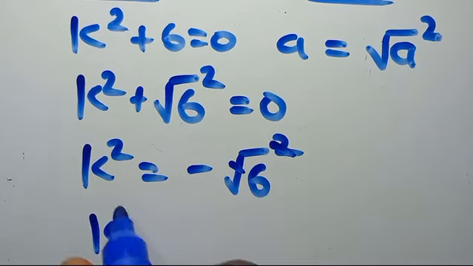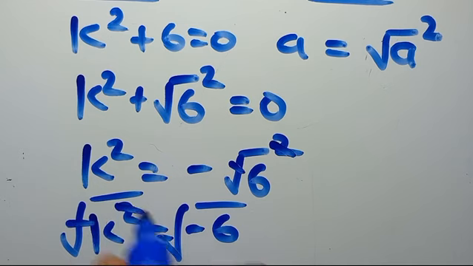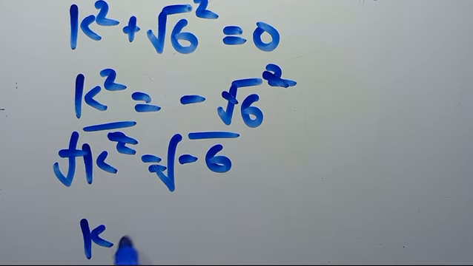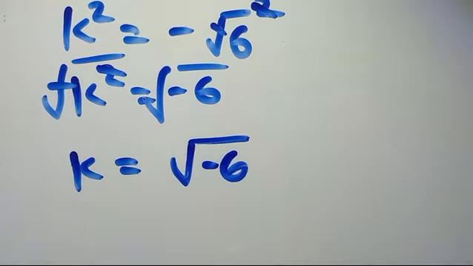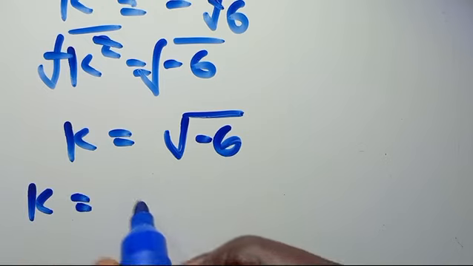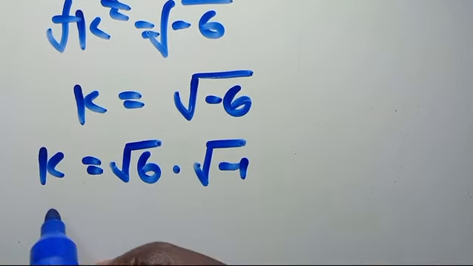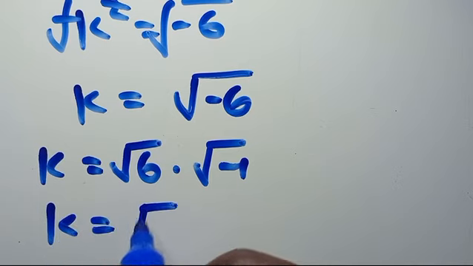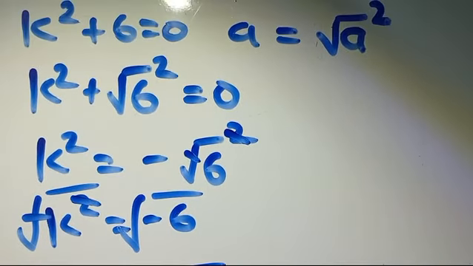So now this, we cancel out this back. We have k square minus 6, taking the square root, we have k equals root of minus 6. Then this will be k equals root 6 times root of minus 1. We have k equals root 6 i.